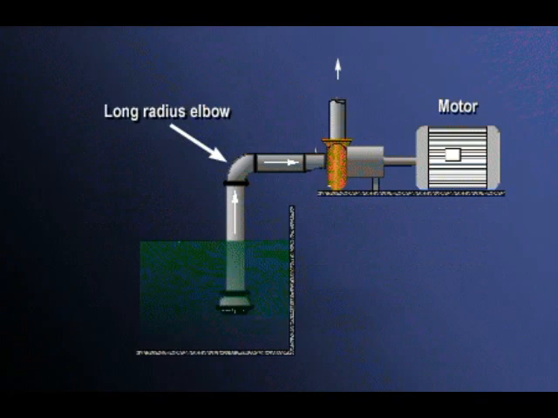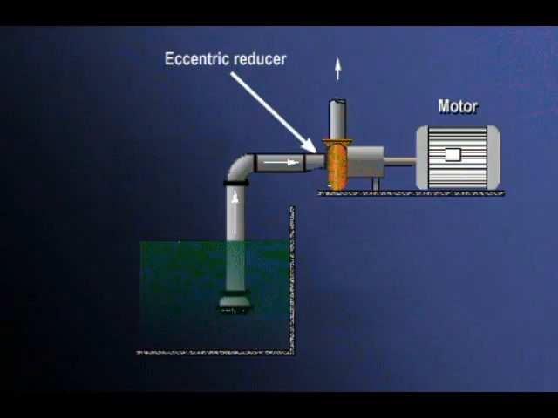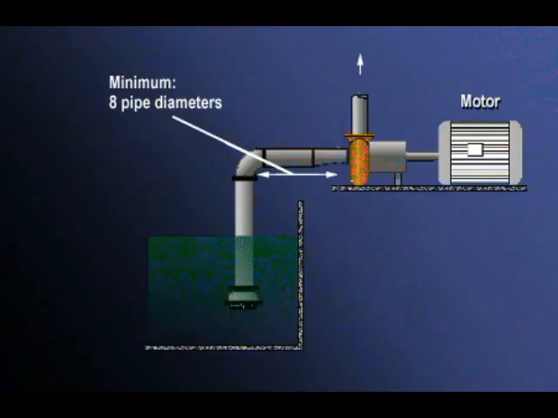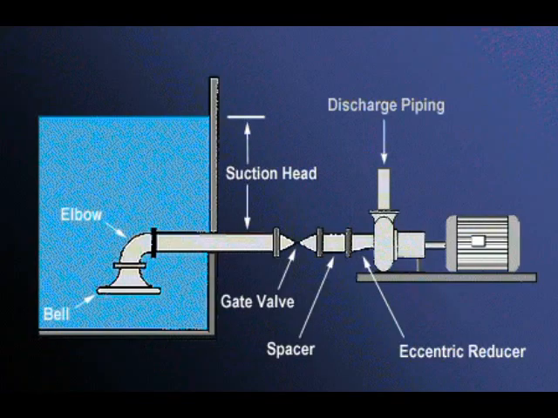Where elbows or other bends are required in the suction piping, they should be of the long radius type. The suction piping should be one pipe size larger than the pump inlet. The required eccentric reducer could be turned so that the top is flat and the bottom is tapered, as shown. This prevents any entrained air from building up at the inlet of the pump. Use the right type of reducer when replacing piping. A simple concentric reducer will not do. Finally, the distance between the pump and the vertical piping should be at least 8 pipe diameters to ensure smooth flow at the pump.